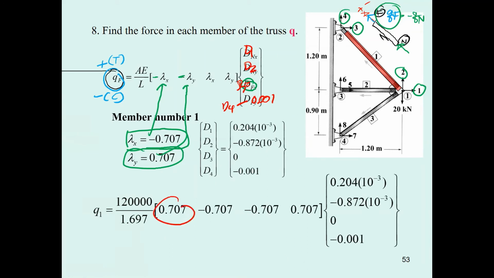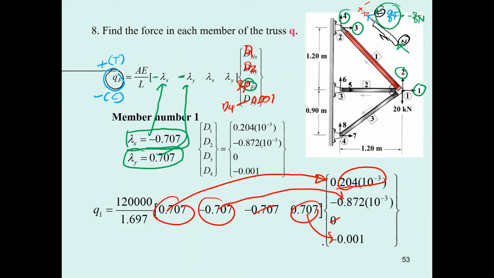Most of the time I just put this one times this one plus this one times this one. This is going to be 0 plus this one times this one. I didn't put it in the matrix form in the calculator. It is very easy to just put the numbers and times them slowly. You get the answer of 3.8 kilonewton in tension.